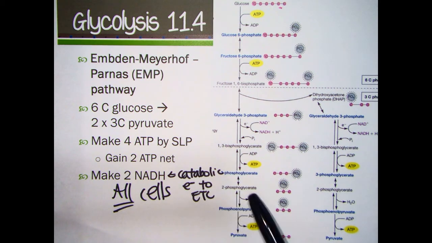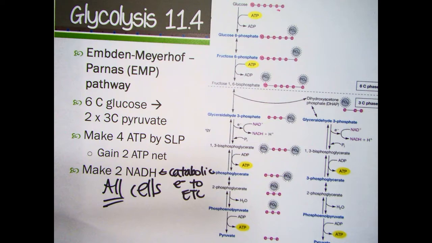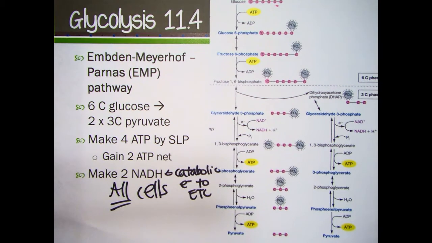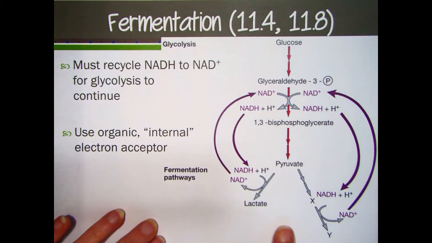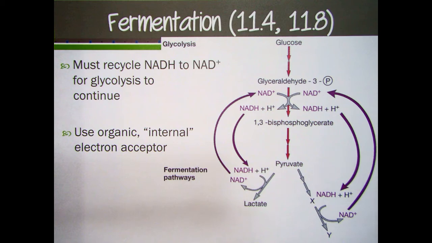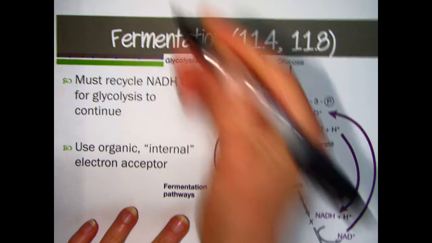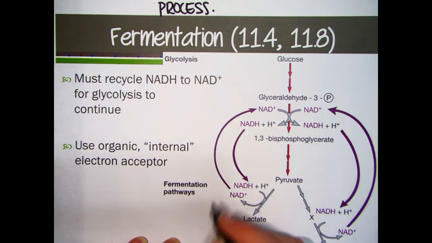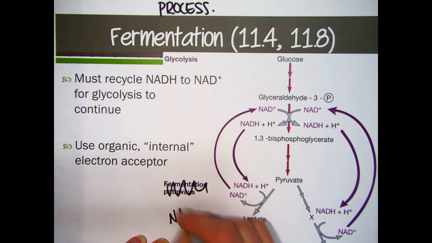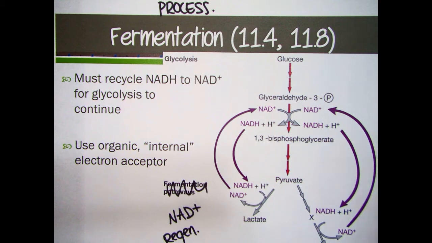I have just re-put the EMP glycolysis slide because, again, it happens in all cells and is the one that you would have learned about before. So fermentation can be a little bit tricky because sometimes it's the name of the process and sometimes it's the name of the step. We are only going to use it as the name of the process. So we're going to talk about the process of fermentation, and then we're going to talk about the step of NAD plus regeneration. This will help us to be less confused.